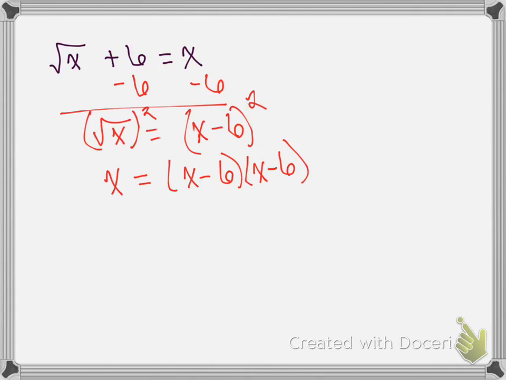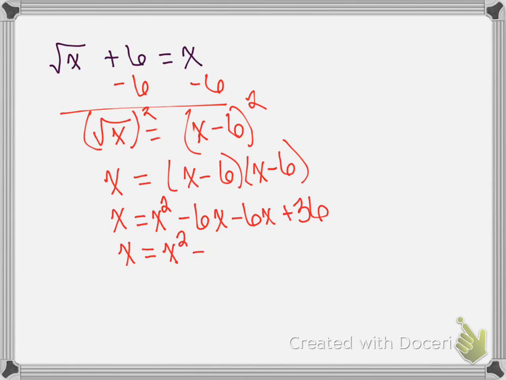Okay, what did we have to do first? FOIL. X times x is x squared. X times negative 6 is negative 6x. Negative 6 times x, negative 6x. Negative 6 times negative 6 plus 36. I'm going to go ahead and combine like terms. And at this point, I am able to identify it as a quadratic because of the square.